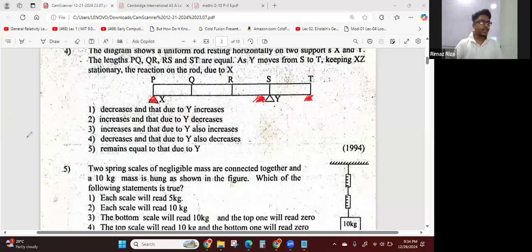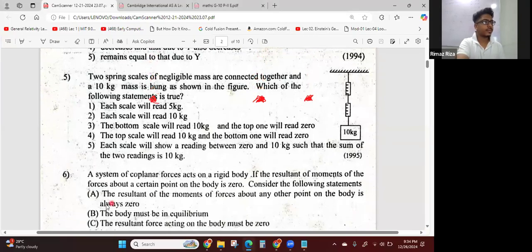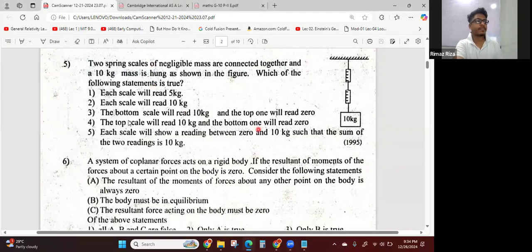So anyway, I hope you are all clear with this, and let's move on to question number 5. Two spring scales of negligible mass are connected together and a 10 kilogram mass is hung as shown in the figure. Which of the following statements is true?